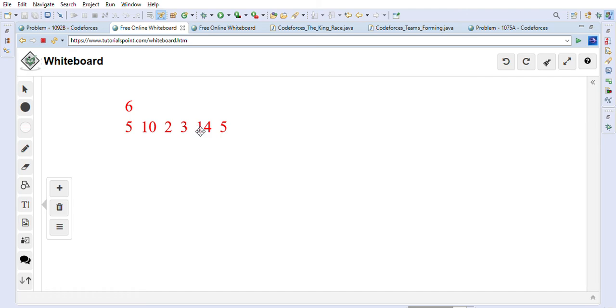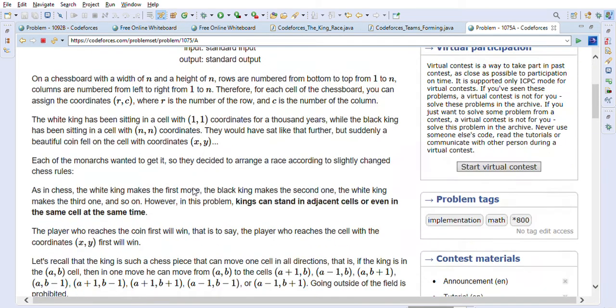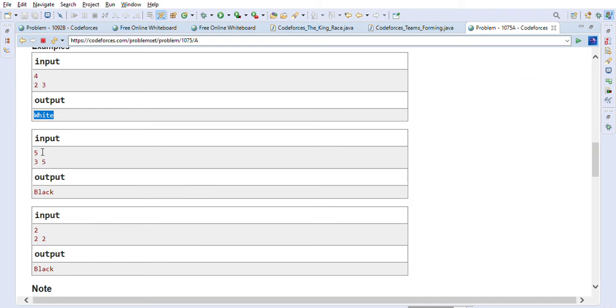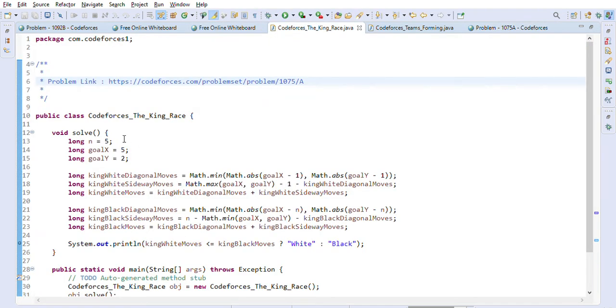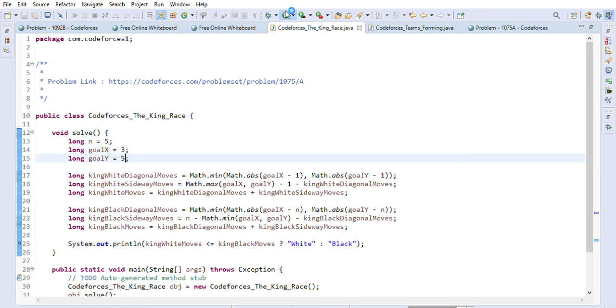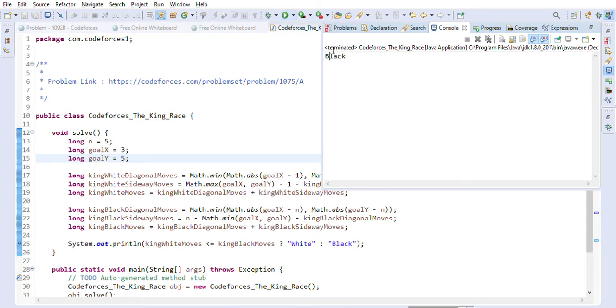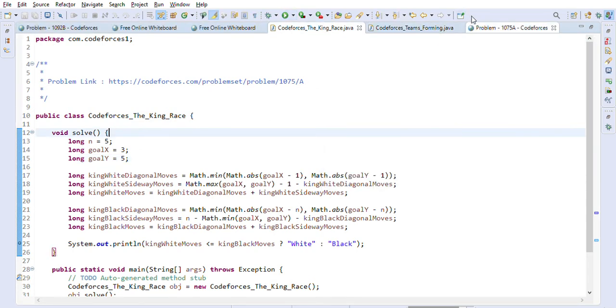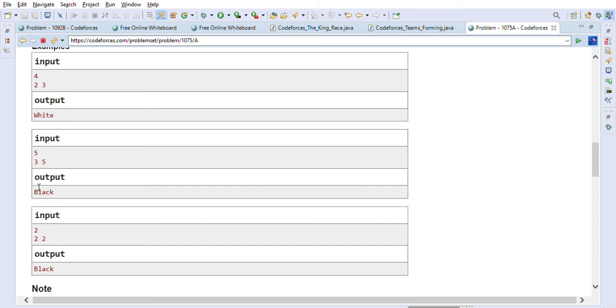So let's take some more examples from what they have given us, just to make sure our code works on their examples as well. So let's take this one, 5 3 comma 5. We are getting Black King as the winner. Let's just check it out. So Black King is the winner, which is correct.